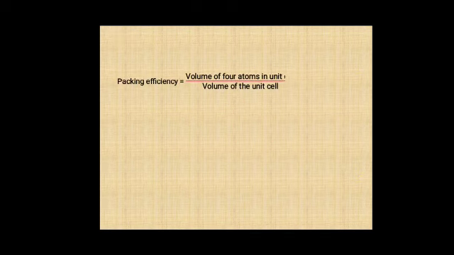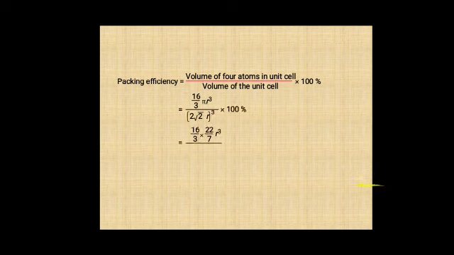Substitute the value in the formula. What do you get? 16 by 3 pi r cube by the volume of cube, that is the value of A, 2 root 2R cube, into 100. Students, after simplification, you are going to get the value 74%. The packing efficiency of FCC is 74%. So what is the empty space? Empty space is 26%, my dear students.